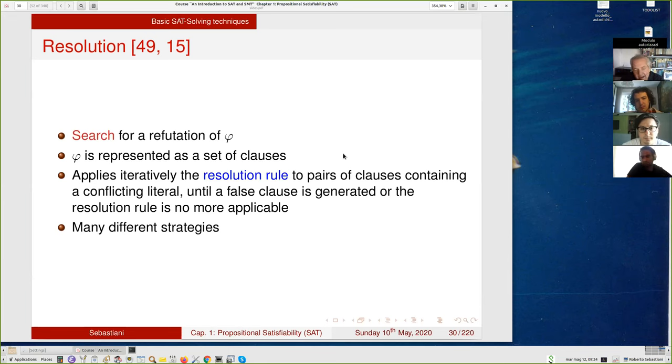Phi is represented as a set of clauses, as usual. And the idea is to apply iteratively the resolution rule, which we are going to describe in the next slide, to pairs of clauses which contain conflicting literals. I will show you what I mean in the next slide. You continue until you are able to infer a false clause, so an empty clause, or no more rules are applicable. So this is the basic idea, and of course there are many different strategies that you can apply.